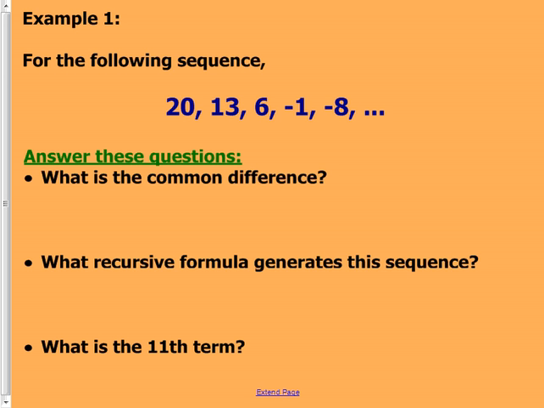This is officially example 1, but you're already pretty smart, so this should go pretty easy. So here's the sequence: 20, 13, 6, -1, -8. What's the common difference? I got a hard question for you. Is it 7 or -7? -7. Because you need to subtract 7 to get from there to there.